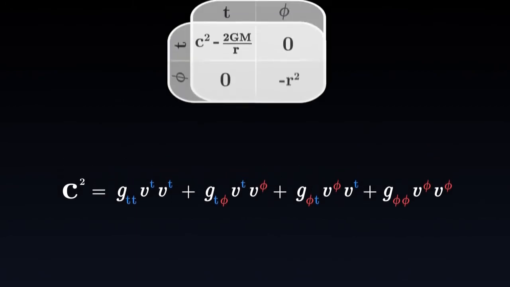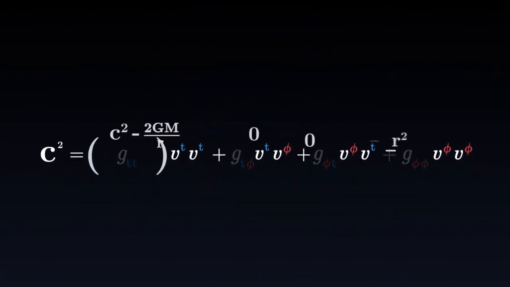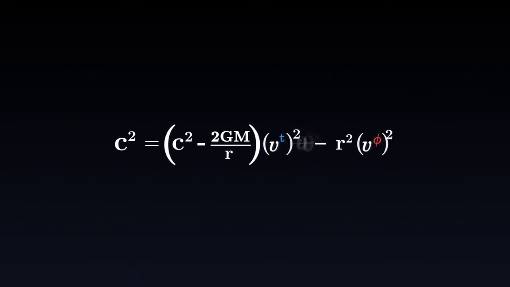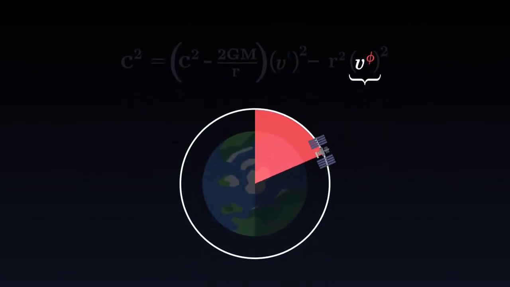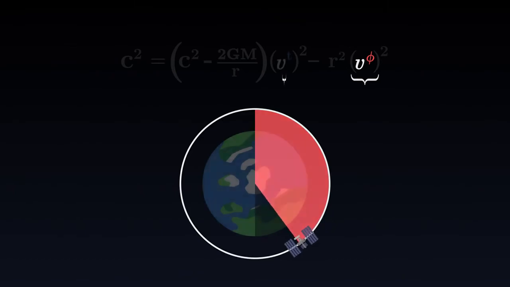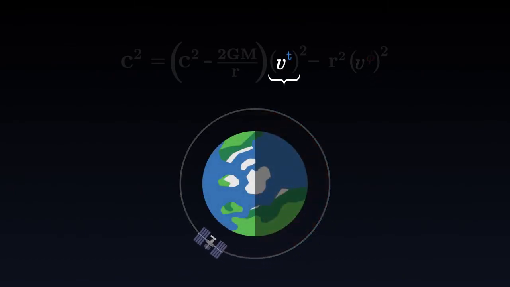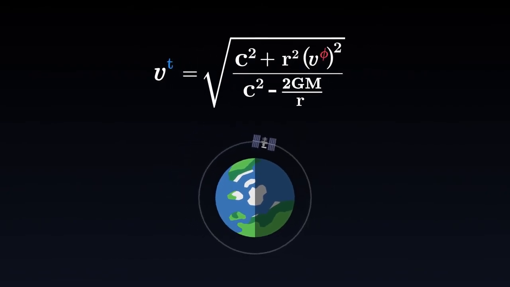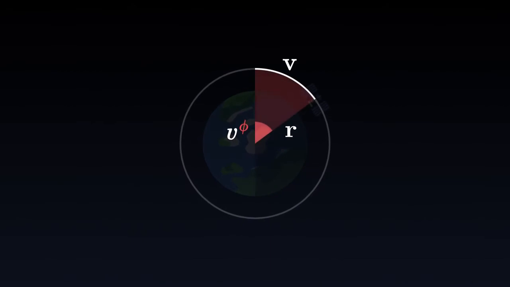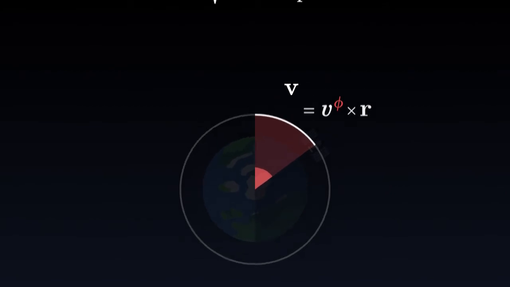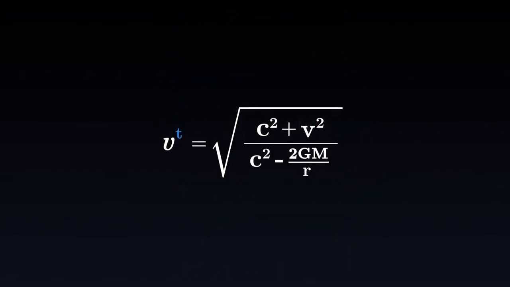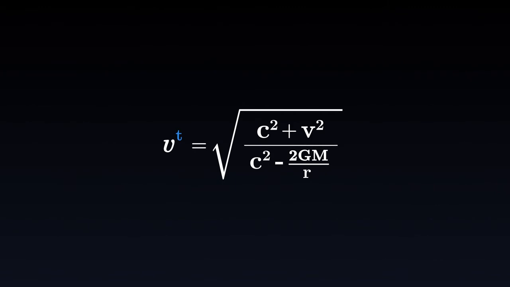Expanding the sum and using the Schwarzschild metric, we obtain an equation which directly relates the 2 components of the velocity. On the one hand, the angular velocity, the rate at which the angle that the astronaut forms increases around the Earth, and on the other hand, the temporal velocity that we want to determine. Rearranging the terms and using the fact that the orbital velocity of the station is equal to its angular velocity multiplied by its altitude, we finally obtain the expression for the time dilation that the astronaut undergoes compared to a distant observer.